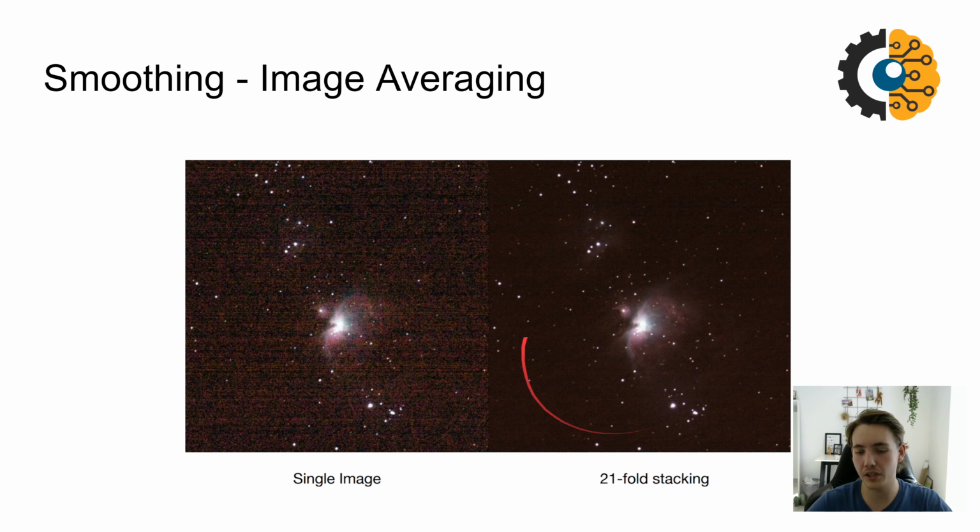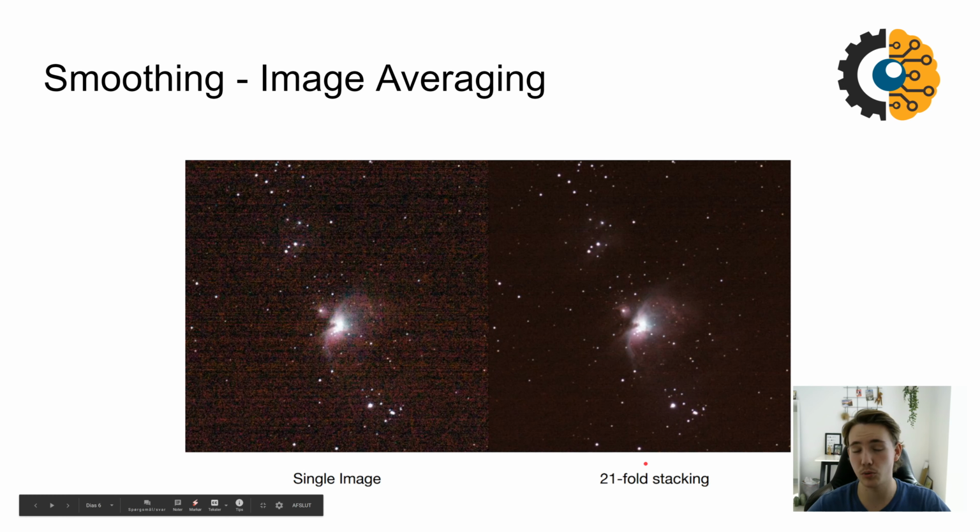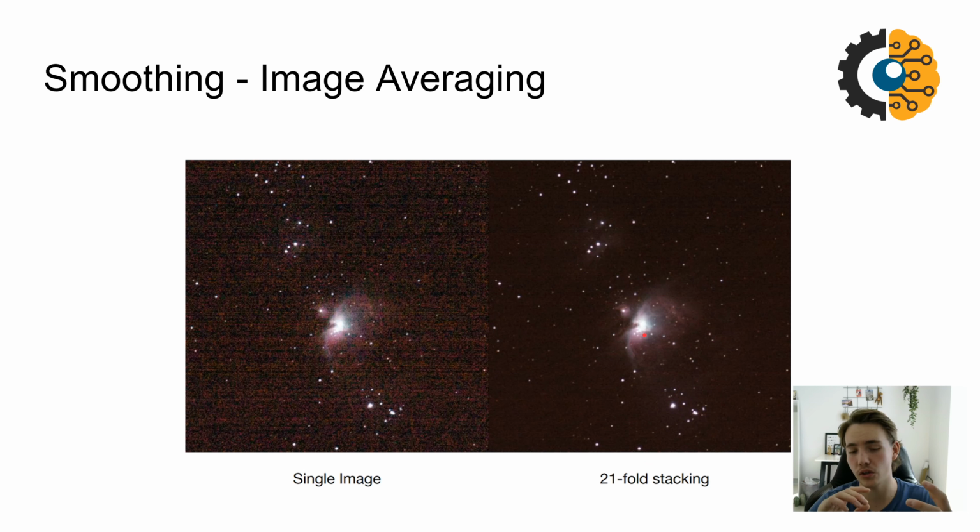But then in this case we're taking 21 images and stacking them on each other. So we're doing image averaging on all those 21 pictures, taking the average of all of them and combining them into one picture, and we can see we have reduced or actually removed a lot of the noise in the picture here. So this is a good linear transformation to try to smooth out an image if we have some noise on it.